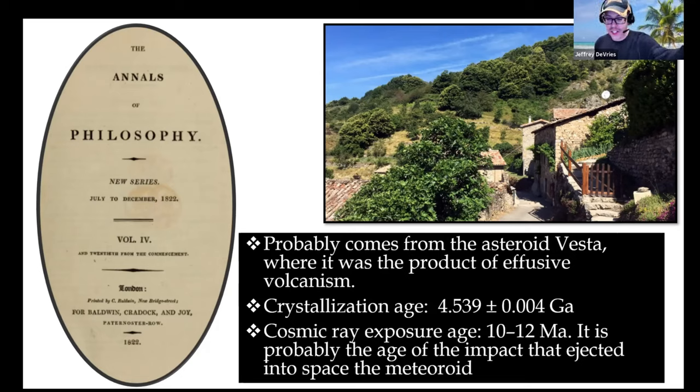Yeah. So the crystallization age is the actual physical age of the material itself, the meteorite material itself. The cosmic ray exposure age is basically the determination of how long that particular meteorite has been exposed to cosmic rays since being ejected from an impact event on where it was embedded to the point of when it landed on the Earth.